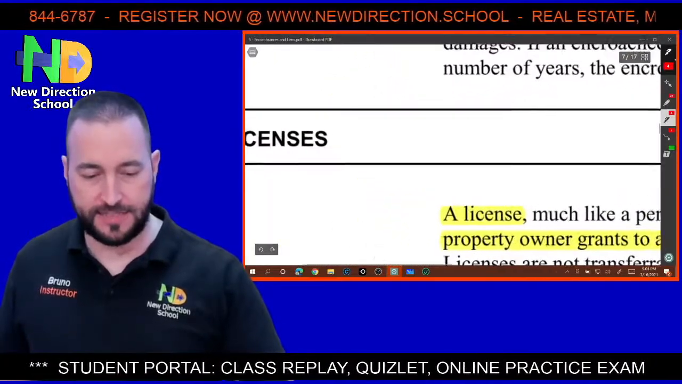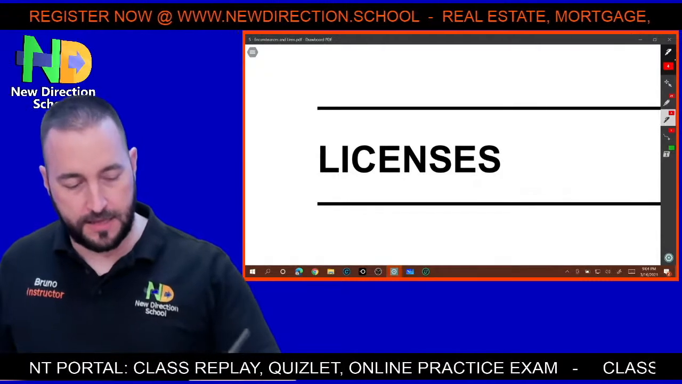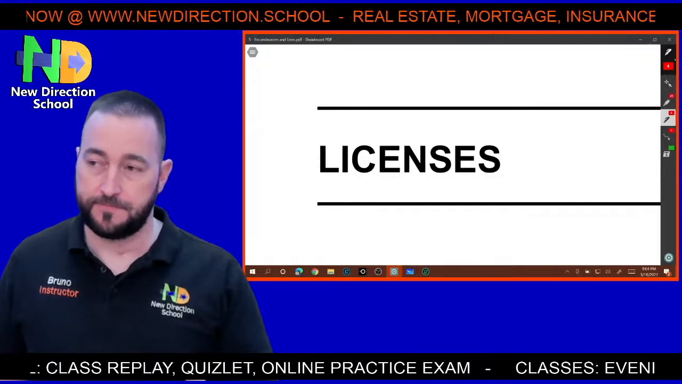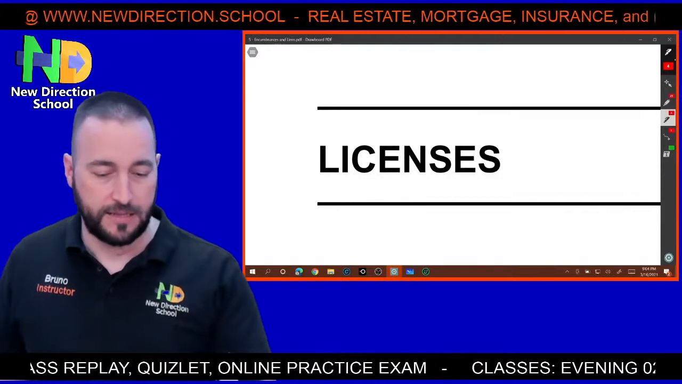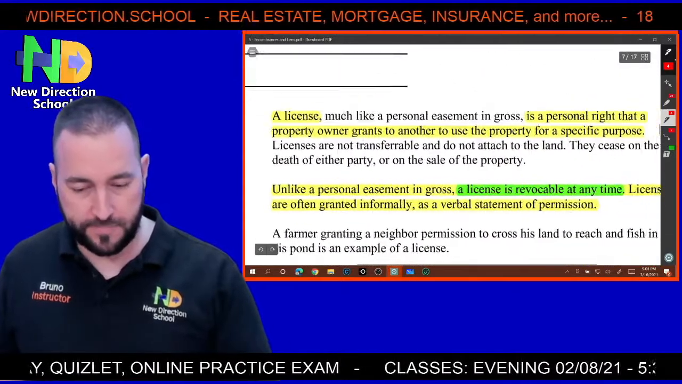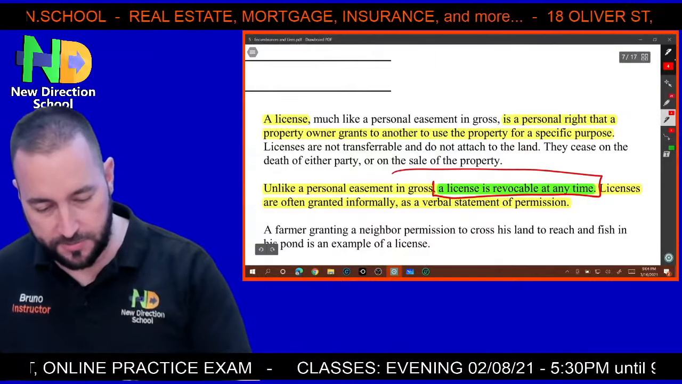Next is licenses. So a license is not an easement, because a license is not a right. It's not an easement. A license is permission. So it's revocable at any time because it's only a permission.